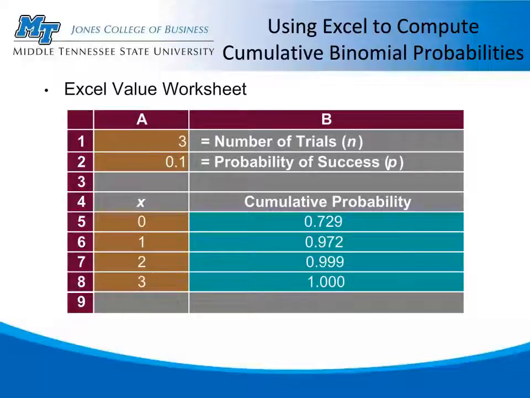I think the one for 2 was 0.027. So when you add that on, you get the 0.999. The one for 3 was 0.001. When you add it on, well, now you get up to 1. Because they've all got to be less than or equal to 3, because there were just 3 employees.